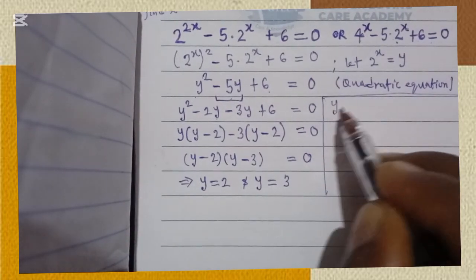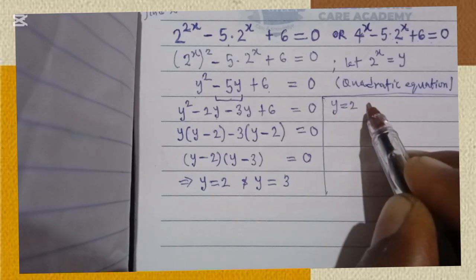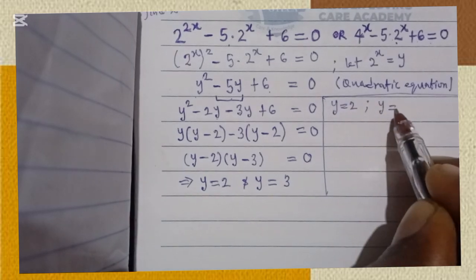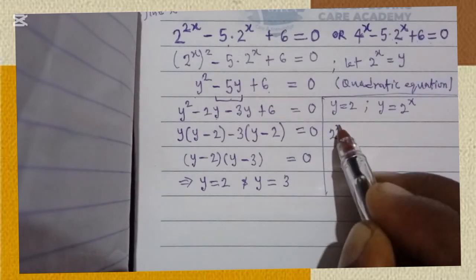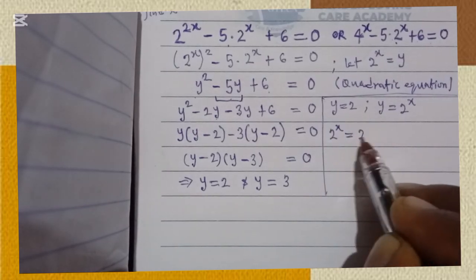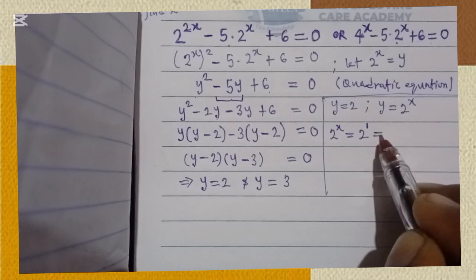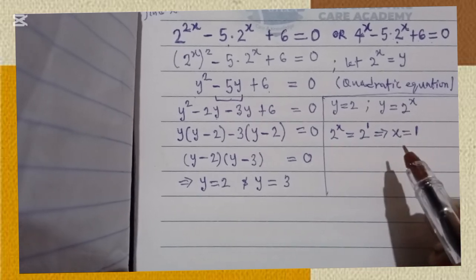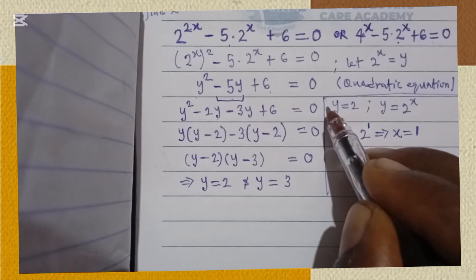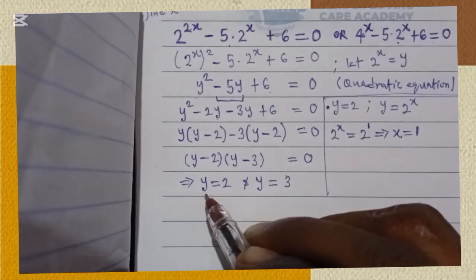So since y is equal to 2, we know that y is equal to what? 2 raised to the power of x. So what you can simply do is to say 2 raised to the power of x is equal to 2, and this is to the power of 1. This implies that what? x is equal to 1. All right, you see that? And then this is the first case, when y is equal to 2.